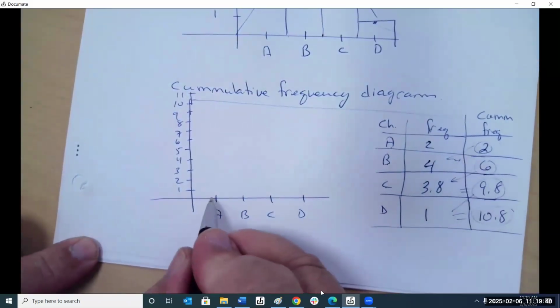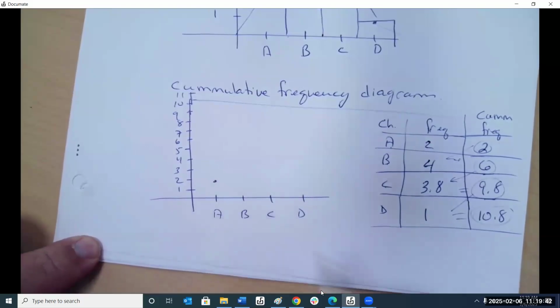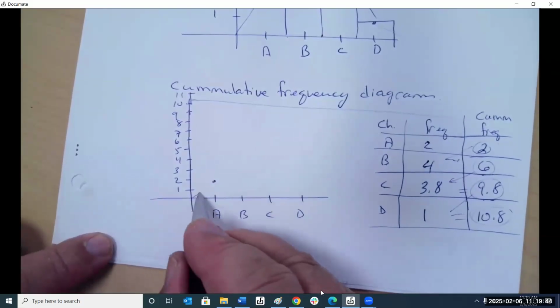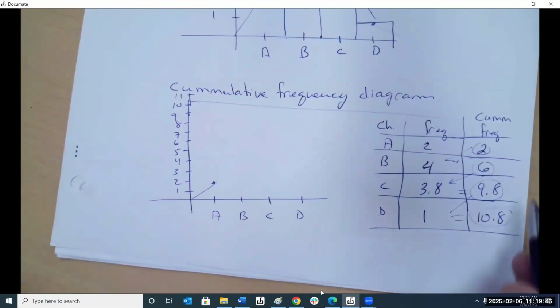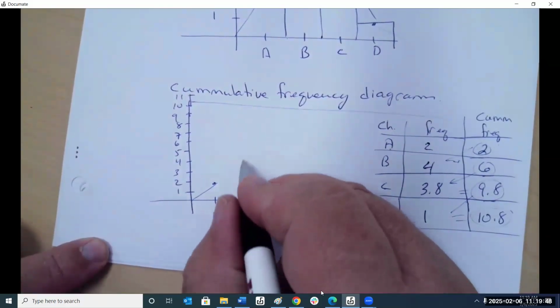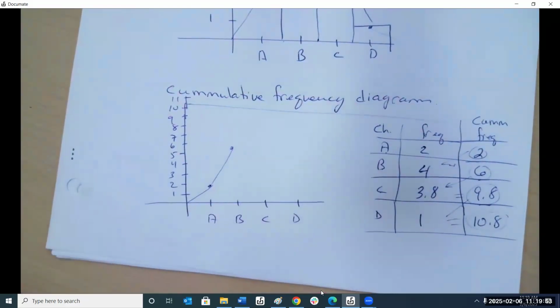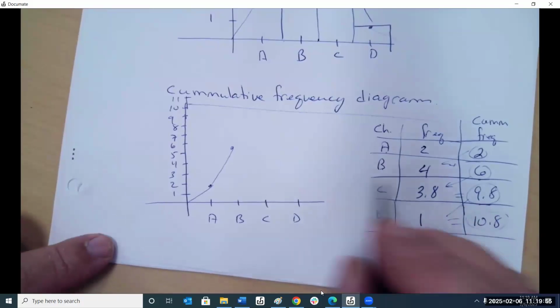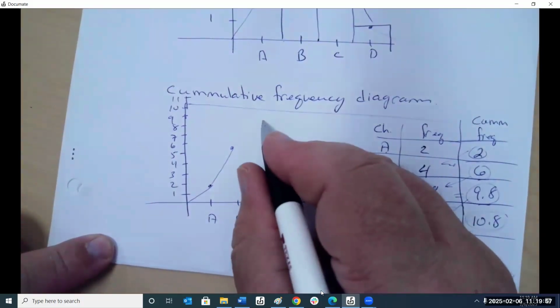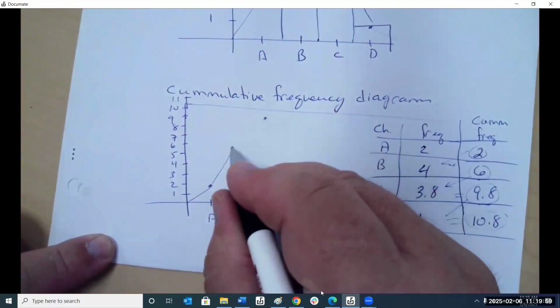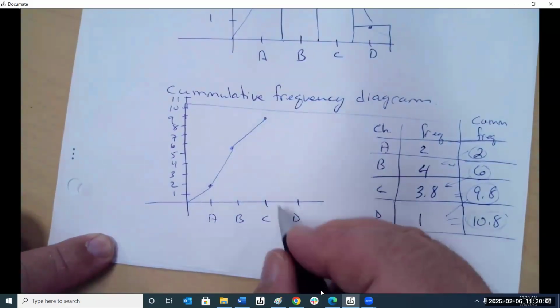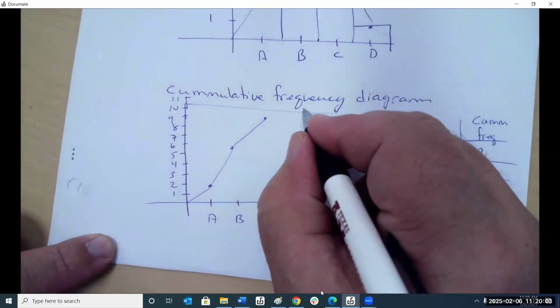at A, we start off at 2. So it goes from 0 to 2. When we get to B, now we have 6. Now at C, we have 9.8. And then at D, we have 10.8.